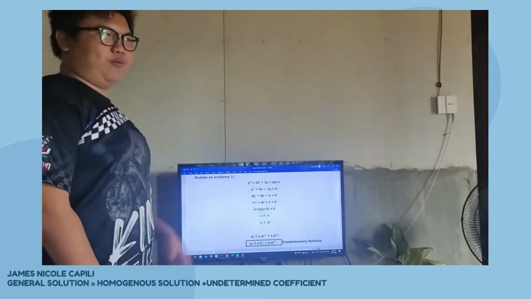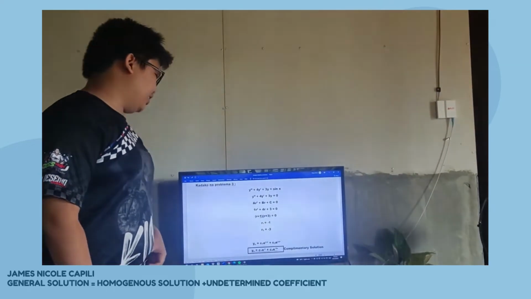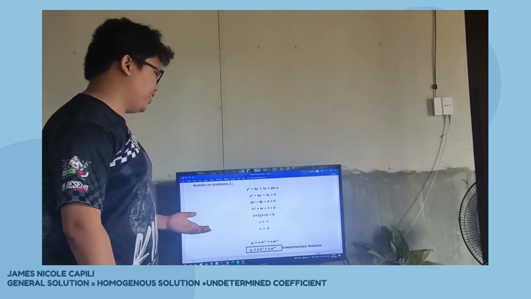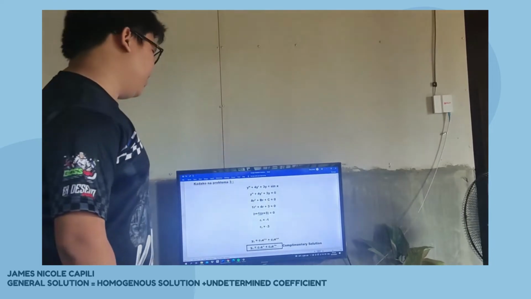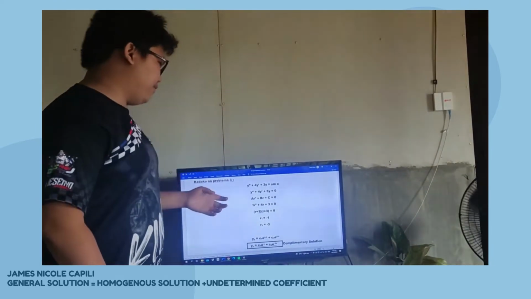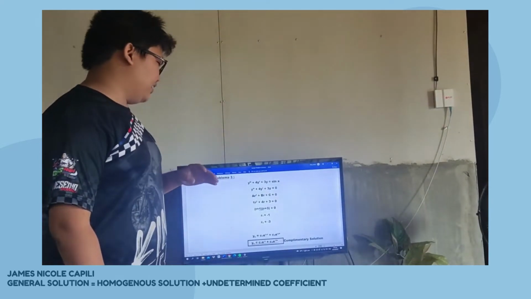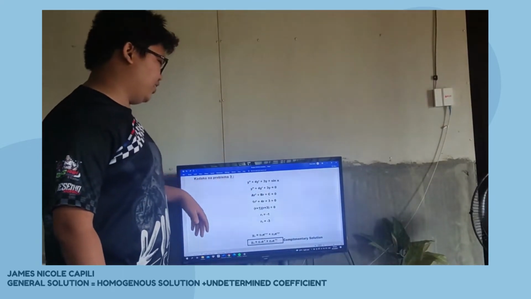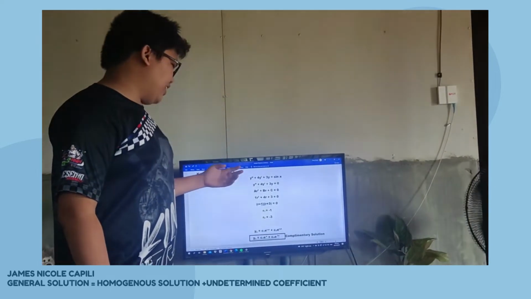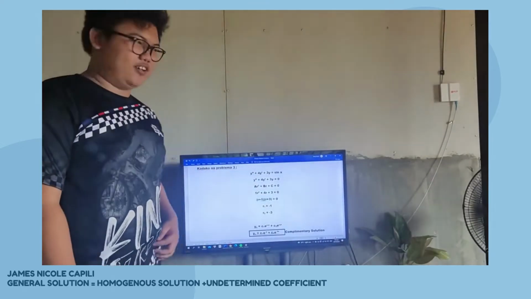This is my non-homogeneous equation sample problem, which is y double prime plus 4y prime plus 3y is equal to sine x. For the solution, we must first transform this non-homogeneous equation to homogeneous by taking the left side of the equation and equating it to 0. So, we get y double prime plus 4y prime plus 3y is equal to 0.